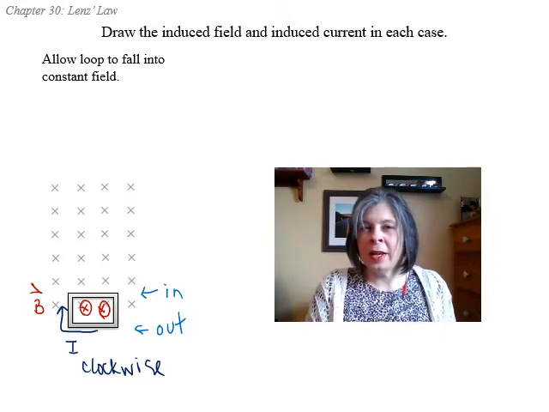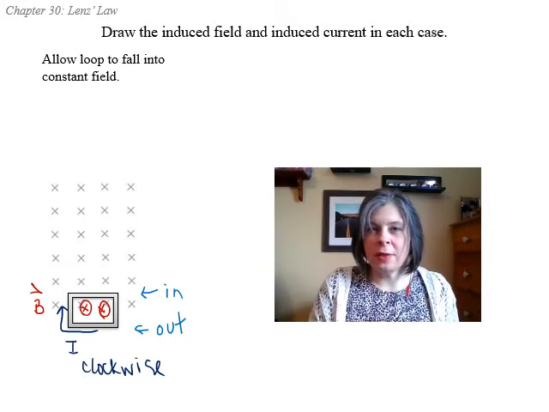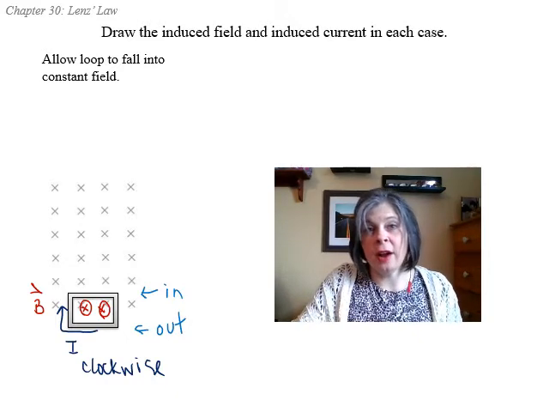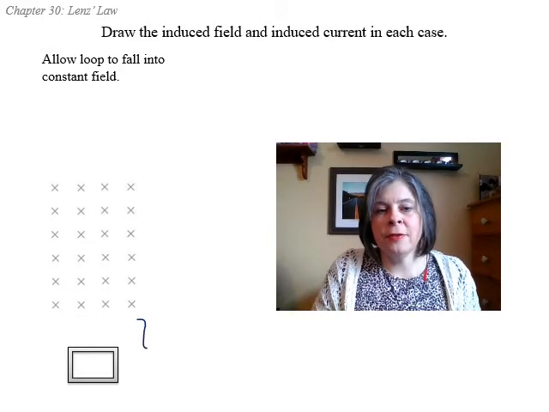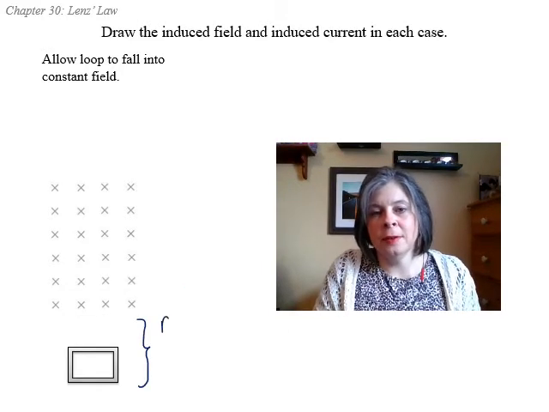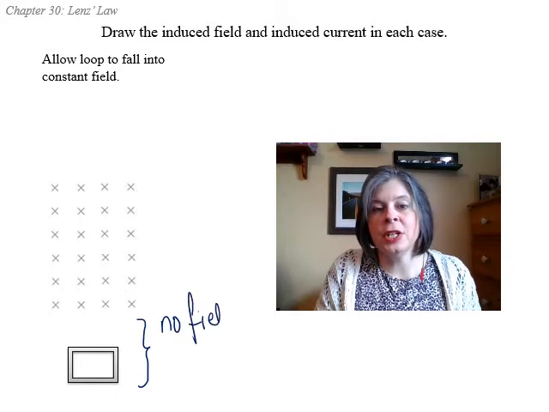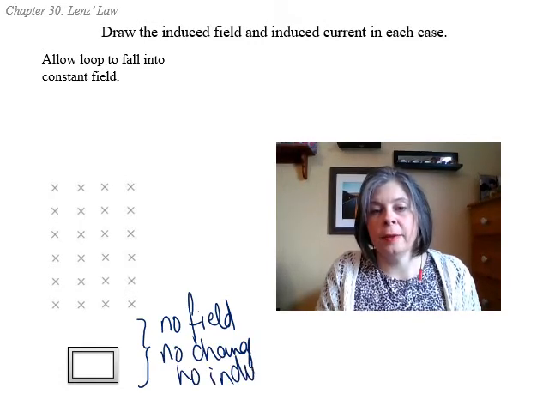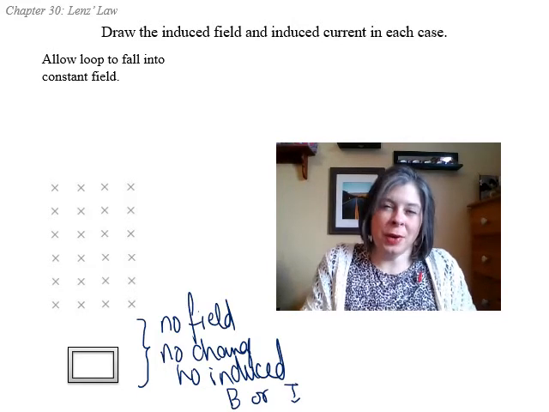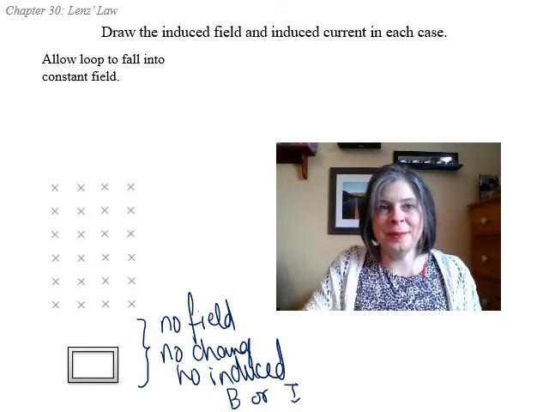And again, I'd invite you to ask yourself, what's the direction of the magnetic force in this part? Okay, last little bit is after the entire thing is out of the field. Now the loop has completely fallen out of the field, so it's in a region with no magnetic field at all. If there's no field, there's no change. Therefore, no induced B or I. Just like when it was at the top before it entered the field.